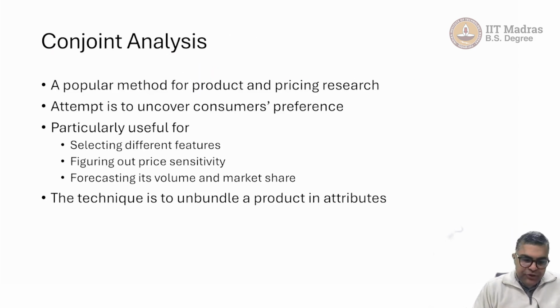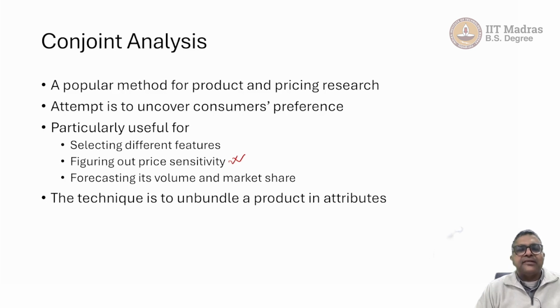Now let us talk about conjoint analysis. Conjoint analysis is a popular method for product and pricing research. The origin of conjoint analysis is in mathematical psychology. The attempt is to uncover consumers' preferences, and this technique is particularly useful for selecting different features of a product at the design stage. What are the different features that the company should put, vis-a-vis how much it will bring changes in the price. It's also important in figuring out price sensitivity, and it is also useful for forecasting volume and market share.